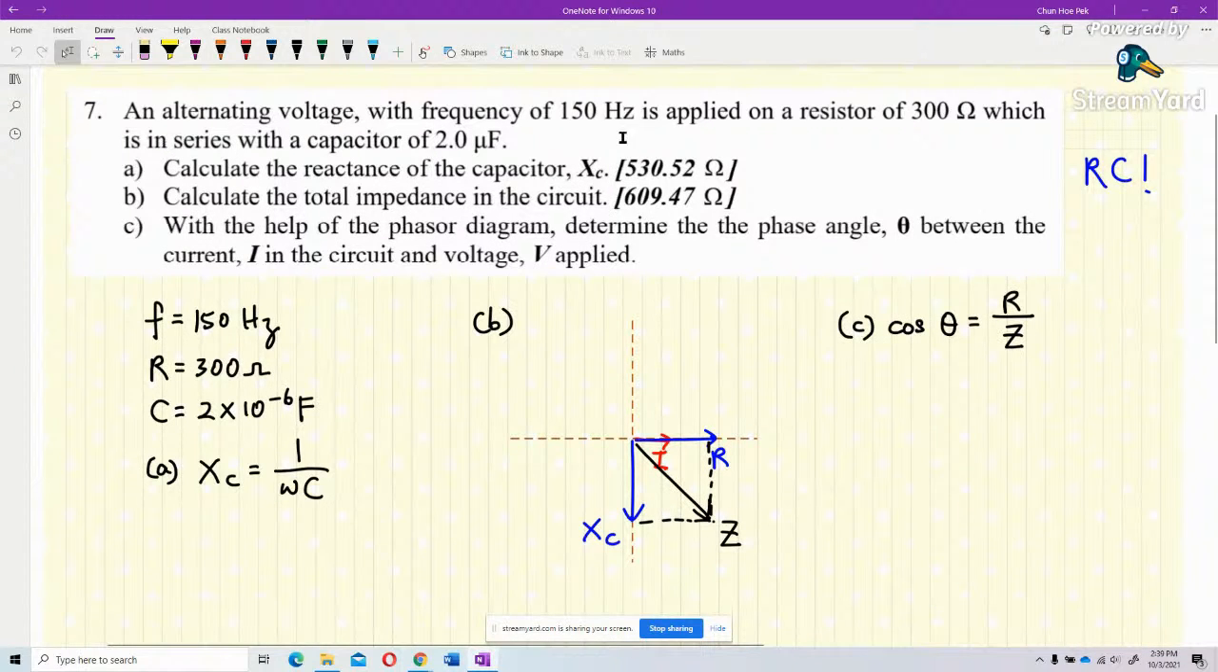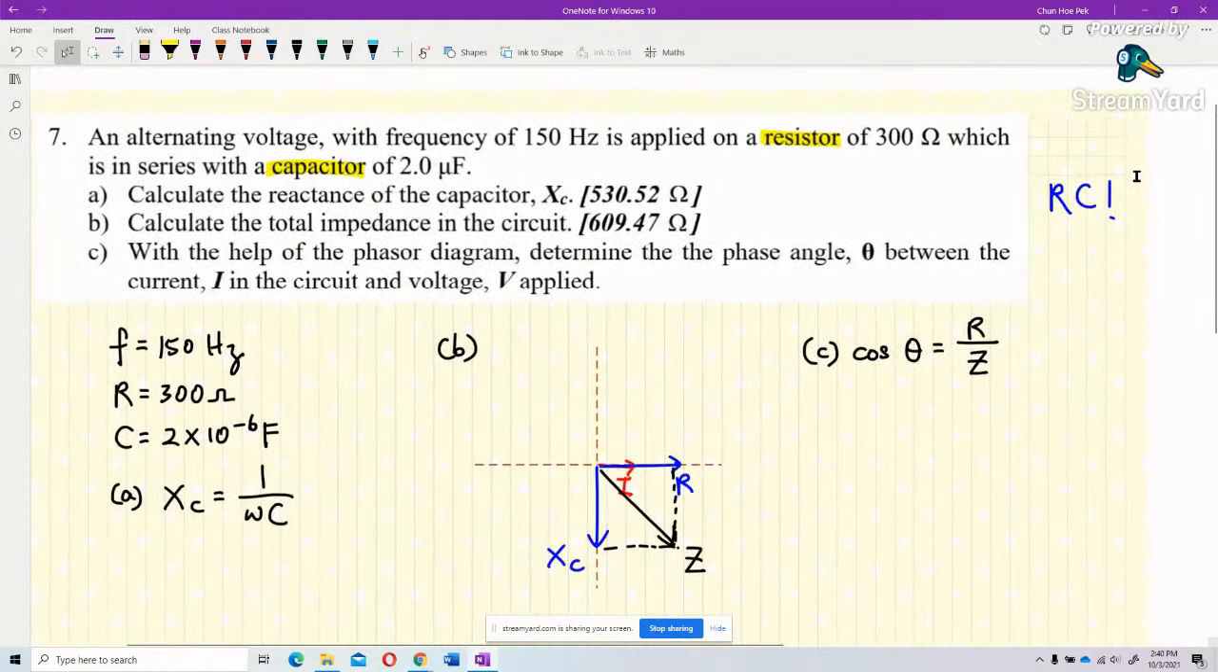Now, question 7. I have alternating voltage or frequency. Okay. First of all, look at me. So, what kind of component do you have here? Only you have resistor and capacitor. So this is the RC circuit. This is the resistor. This is the capacitor. Is this a C or XC?